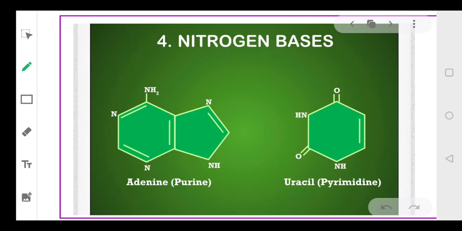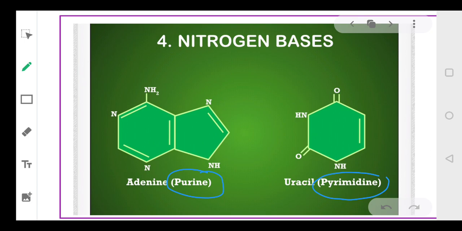Now nitrogen bases, as I was talking about, we can categorize into 2. One is your purines, another is your pyrimidines. अब आपके जो नाइट्रोजन बेसिस हैं इन्हें हम 2 कैटेगरीज में डिवाइड कर सकते हैं. One is purines, another is pyrimidines. Now just look at the structure of purines and pyrimidines and compare them. कंपेयर करिए, देखिए क्या क्या डिफरेंस है इनमें.